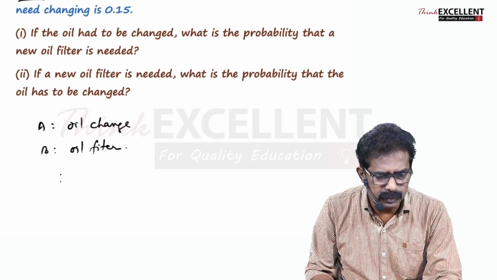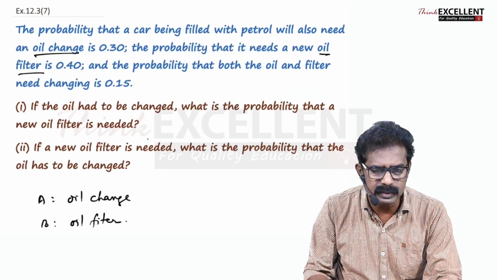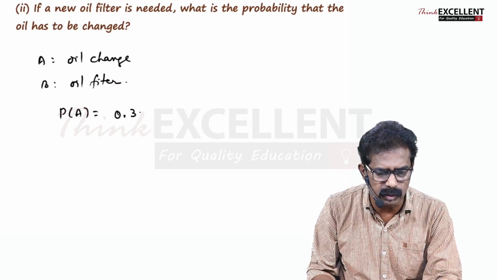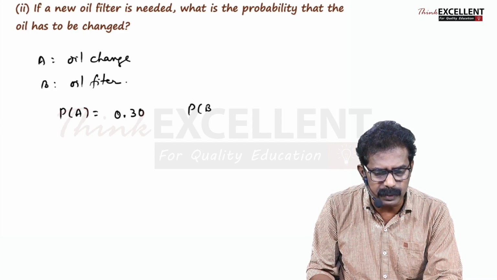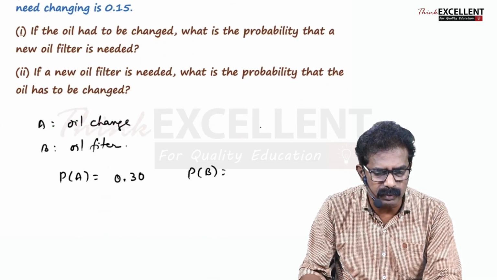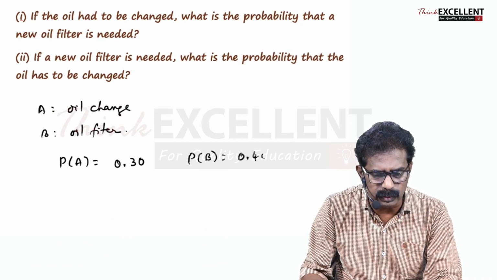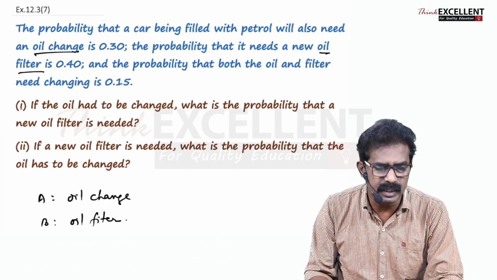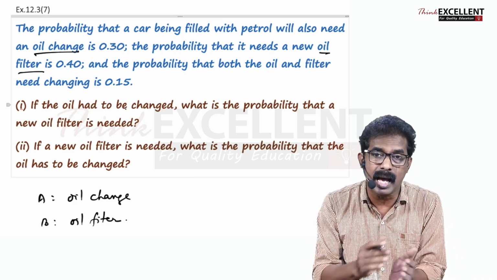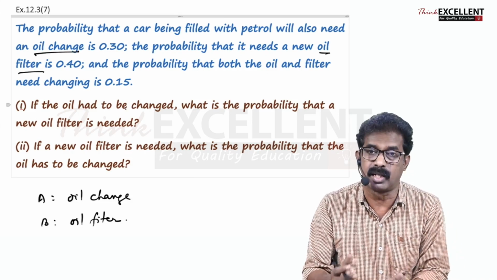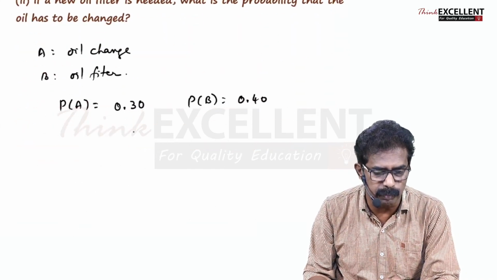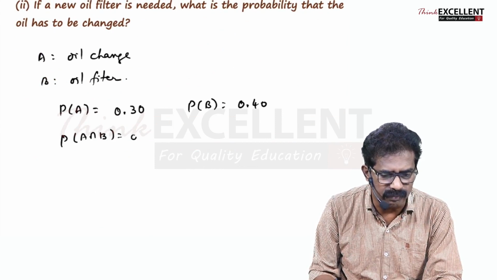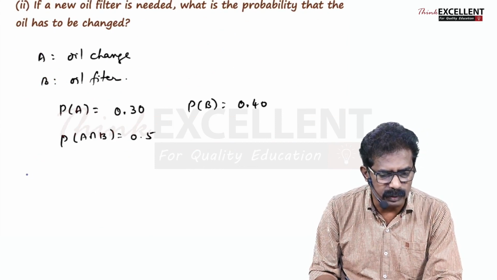So first one's probability P of A, oil change, it is 0.3. 0.30, it is 0.3 only. And P of B, filter change, it is 0.40. And the probability that both the oil and filter need changing, both means A and B, A intersection B is 0.15. P of A intersection B is 0.15. This is what is given. Now let us see one by one.